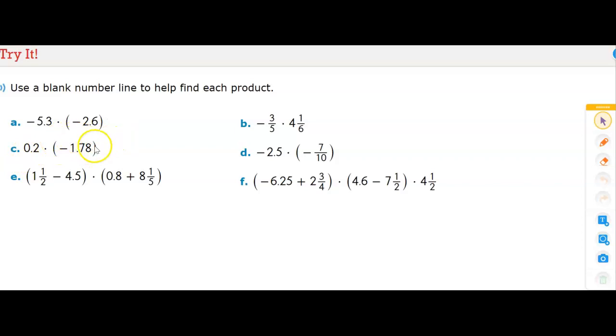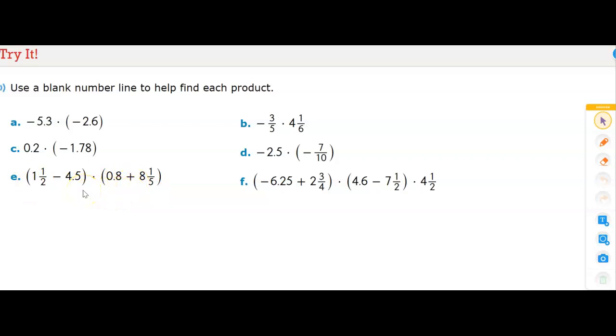C, you again have two decimals. So when you multiply them, make sure you include that negative, and a negative times a positive, the product will be a negative. For the next four, you have decimals and fractions.